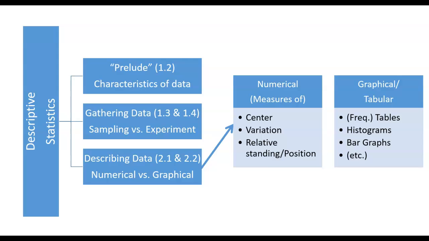And remember that there were different measures for those 3 types of measures depending on whether we were dealing with a 2-dimensional or a 1-dimensional view of data. For the graphical or tabular methods, we talked about frequency tables, histograms, bar graphs, box plots, and others. And that was pretty much it for Chapter 2. That concludes our review of Unit 1, and we will now go ahead and start moving into taking a look at Chapter 3 in Unit 2.